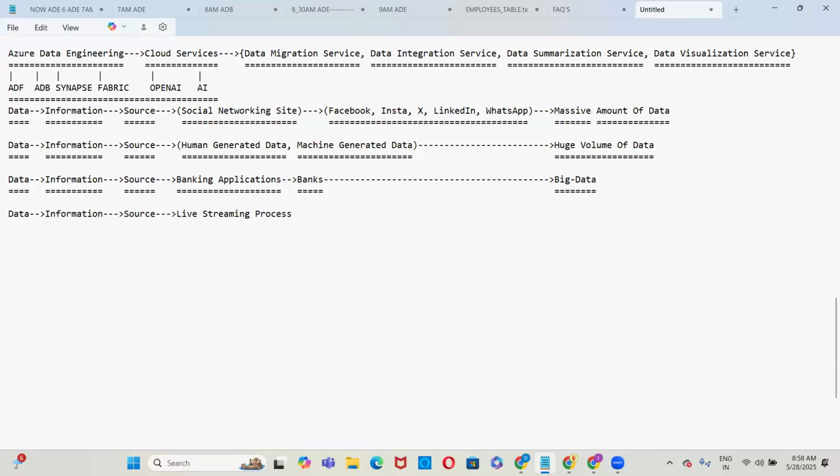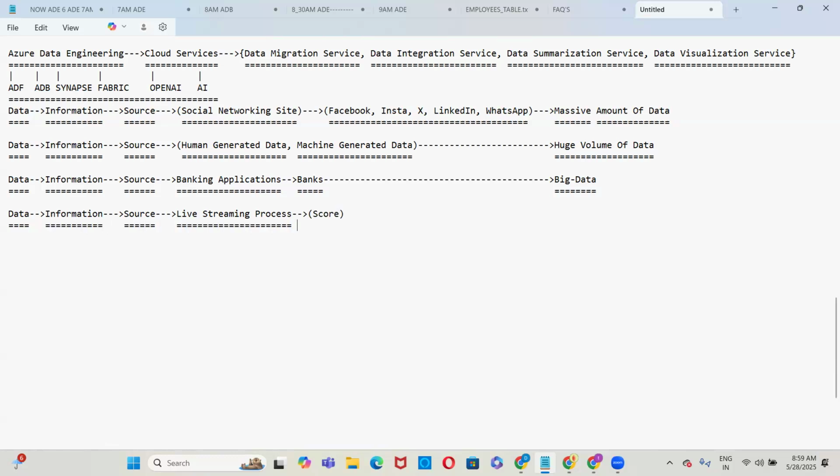So guys, the live streaming process is nothing but where we receive the data on a continuous basis. Just like the live cricket match. Now the IPL match is going on, where we get the data continuously. Am I right? So that is called as what? Score.